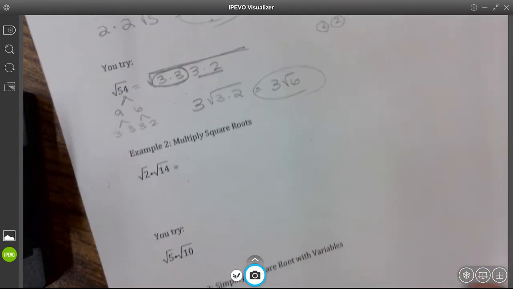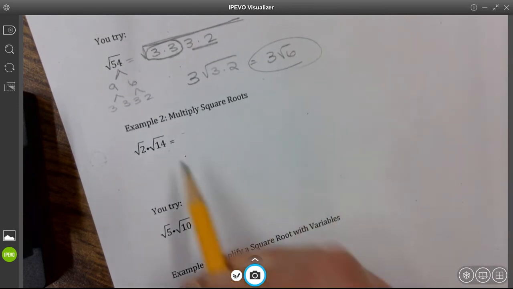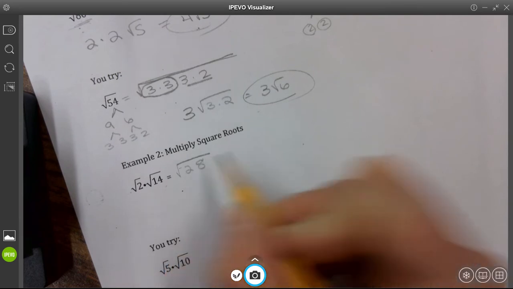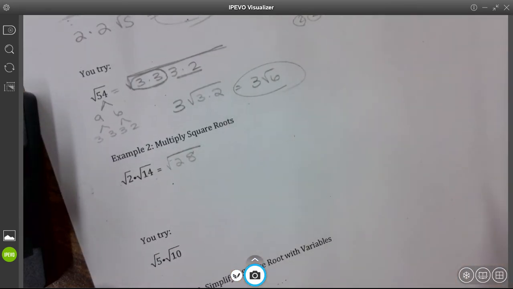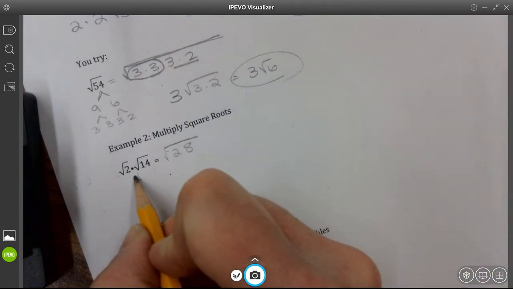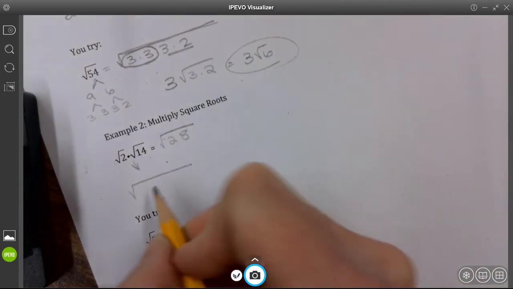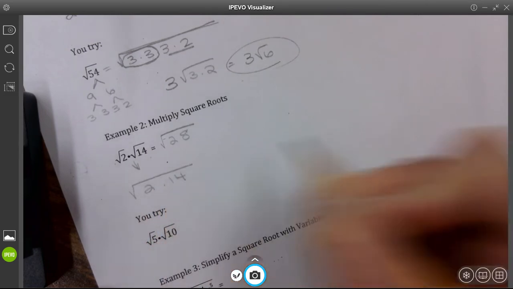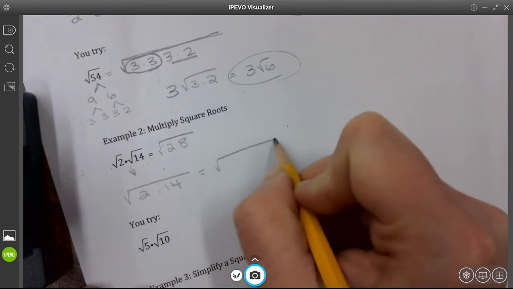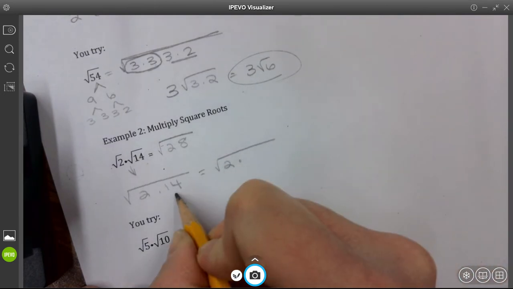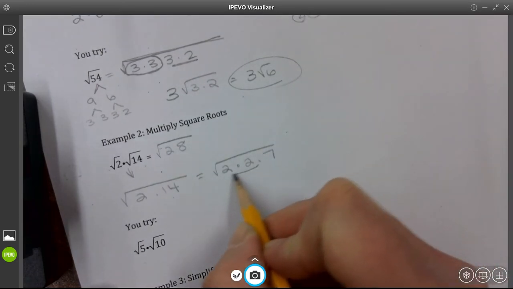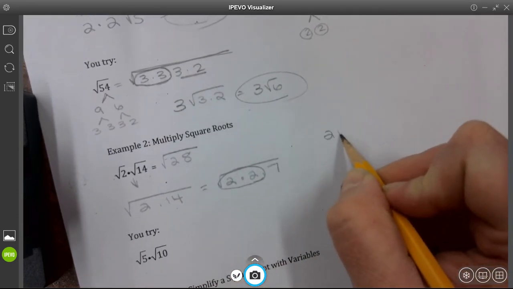All right, example 2 says multiplying square roots. What if I have the square root of 2 times the square root of 14? They're both underneath the radical, so it's just the square root of 28. I could put them together, but I know that I'm also going to break them down. So I could have just said it's the square root of 2 times 14. I want to reduce it, so I'm going to keep breaking it down. The square root of 2 is just 2. 14 is 2 and 7. Do we have any pairs? Yes. Grab a pair, take it out.